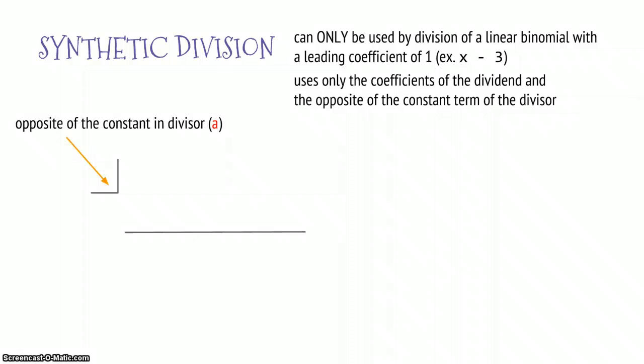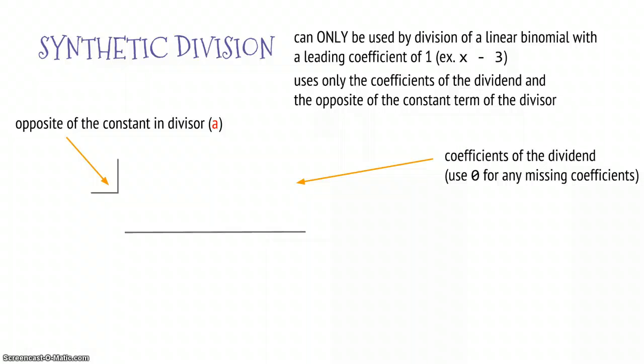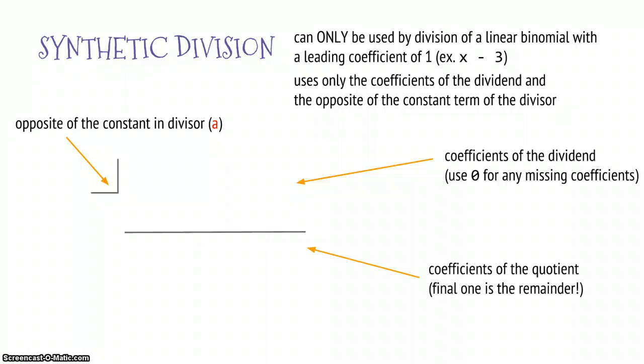The opposite of the constant in the divisor, and I'm going to call that a from here on out, goes in this little corner. So in the problem we're looking at right now, it's a negative 3 in x minus 3. We see that minus 3 right there. That means a plus 3 is going to go in this top corner. The coefficients of the dividend, including using 0 for anything that's missing, go straight across the top. And the coefficients of the quotient, it's almost like a tongue twister, go across the bottom as we saw.